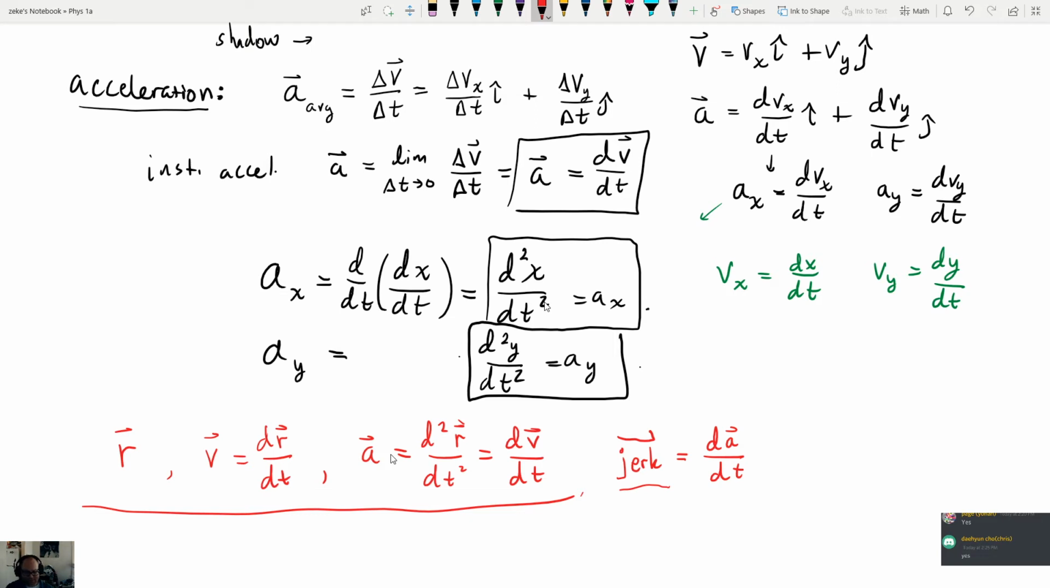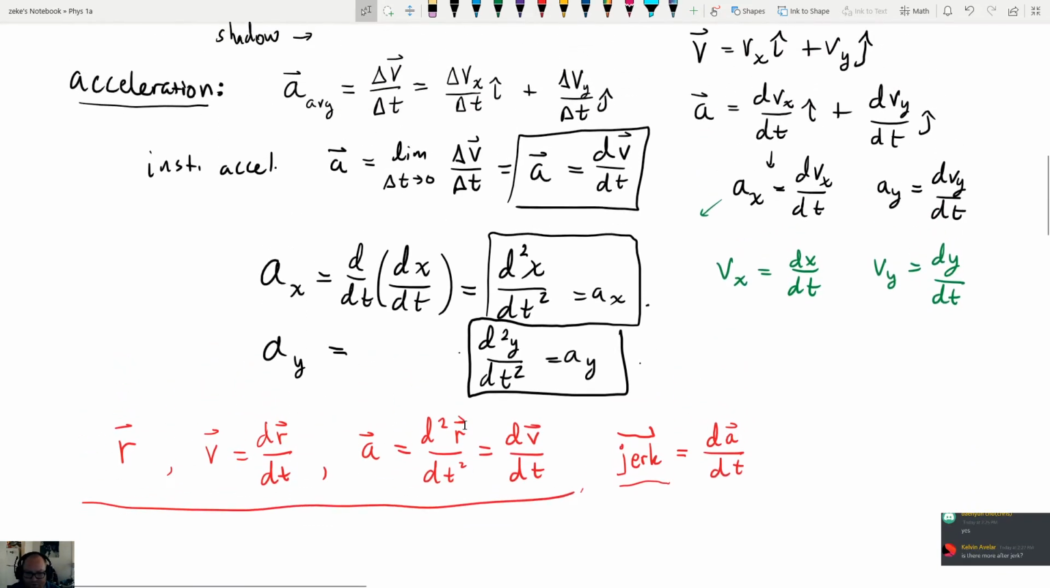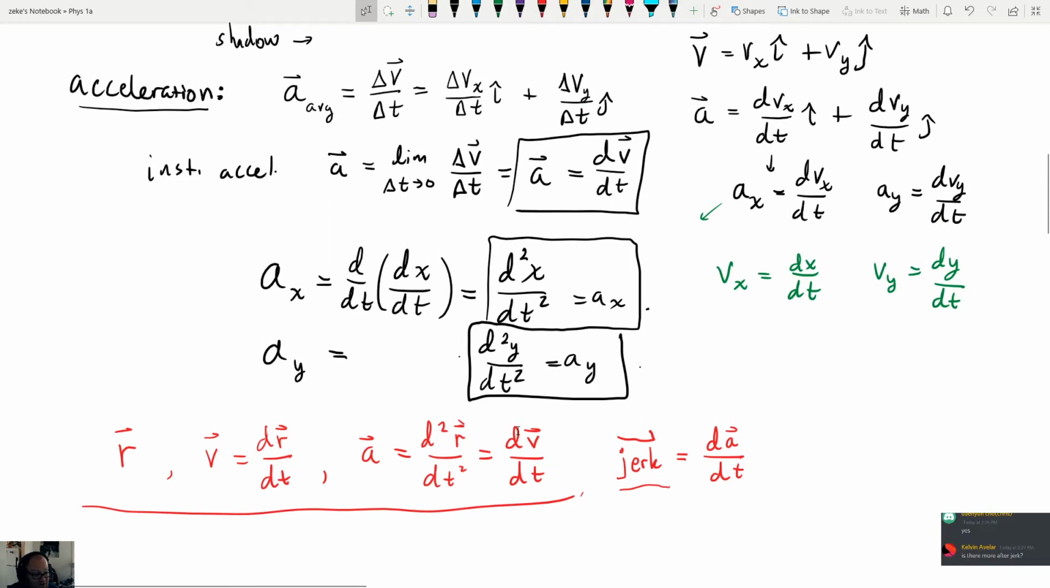All right. So the main application we're going to see in this chapter for motion in 2 dimensions is going to be... is there more after jerk? You know, probably, right? There should be, right? I don't know if they have names.